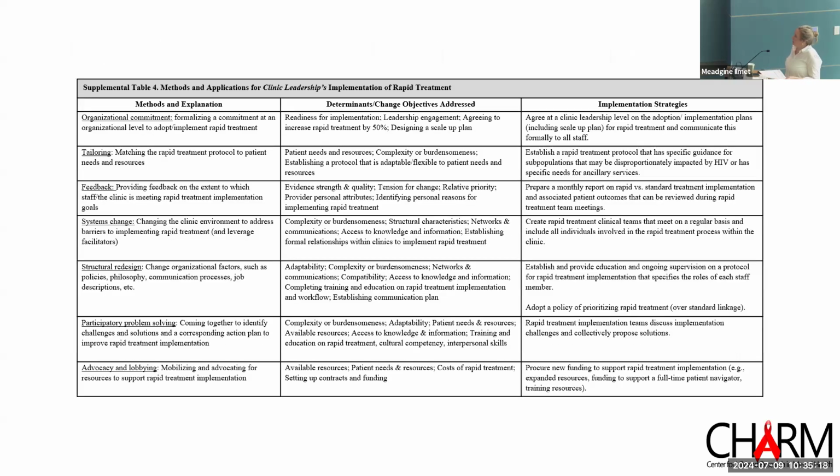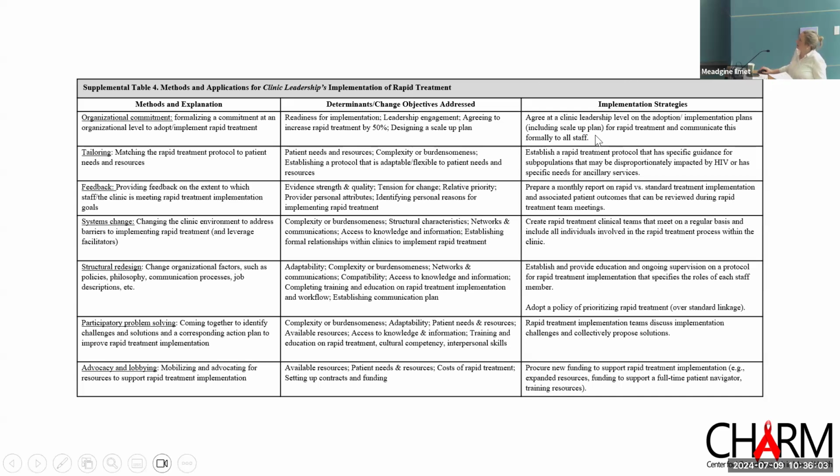Okay, so this is how I broke this down, and there's an example in your handout of how you can do this as well. For me, these were the methods that I chose to facilitate the clinic leadership's implementation of rapid treatment. I'm just going to go through the very top row. The method I chose was organizational commitment, which is basically just getting a formal commitment at the organizational level. I chose this because I felt it affected a number of the different determinants or change objectives: readiness for implementation, leadership engagement, agreeing to increase rapid treatment by 50%, designing a scale-up plan. And then I further operationalized it.